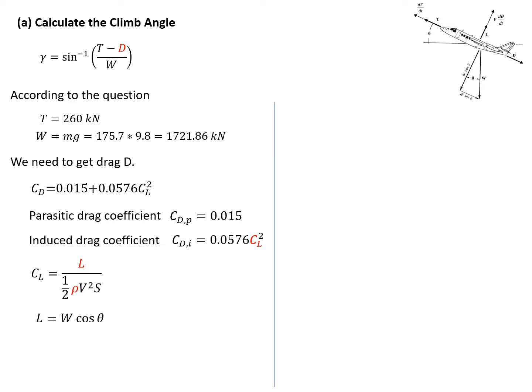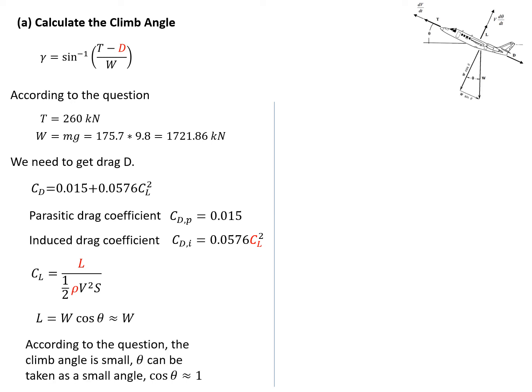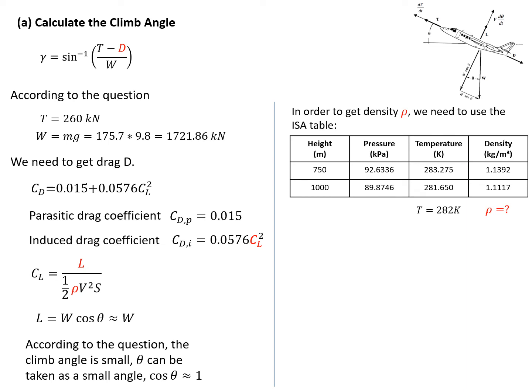Okay, and so this is part we need to apply the assumption. Because we assume the climb angle is small, so theta is small, then cosine theta can be approximated by 1, that's L can be approximated by W. And then for CL, we have the L replaced by W, right? And the other question is to get the density rho. And so we know the pressure and the temperature of the aircraft where it's climbing.